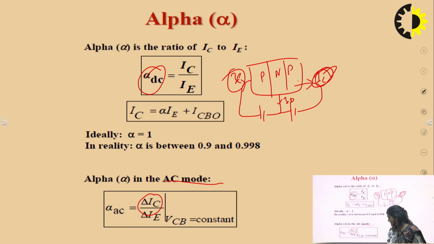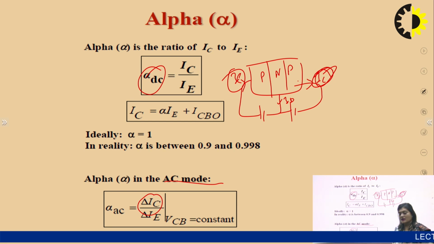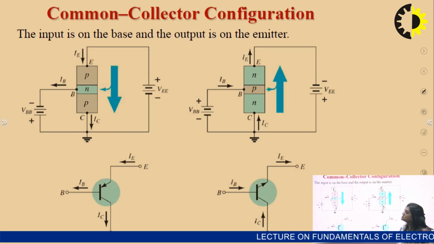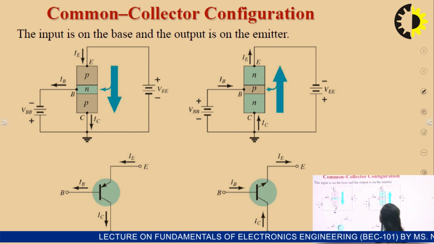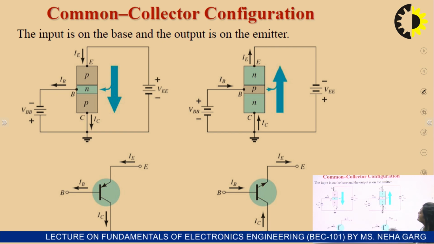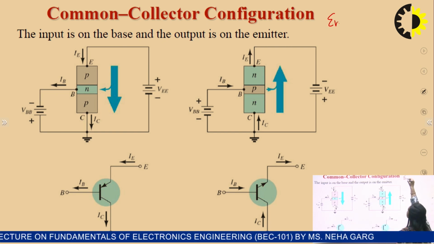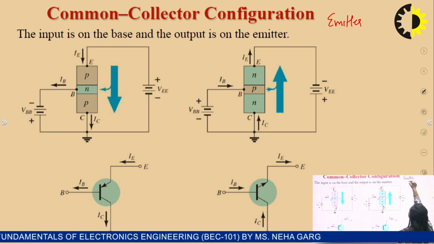It means current amplification is not achieved in common base mode. Here the voltage gain is high, but the current gain is not high. So common base is generally used in high frequency applications. And here we can see the common collector configuration. Common collector configuration is also called the emitter follower.